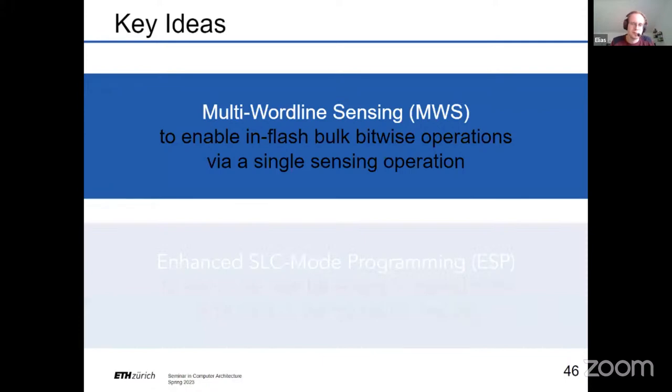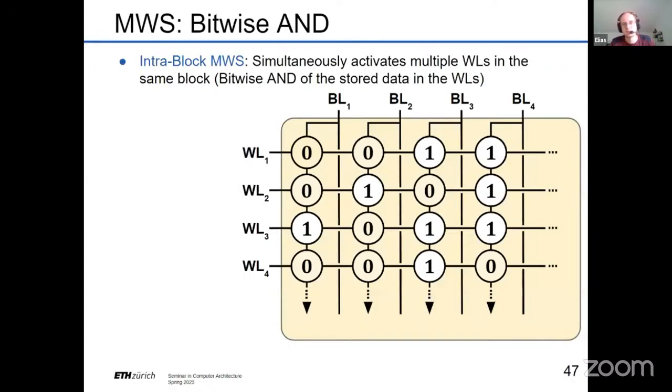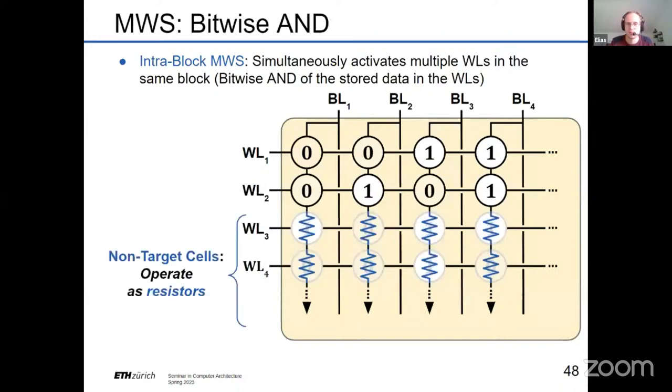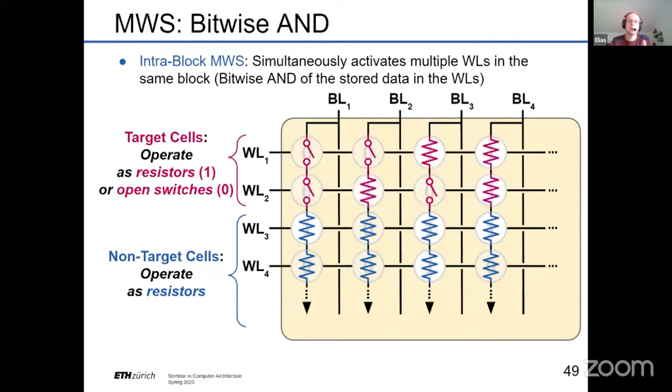First, let's focus on the MWS. As I told you, now we're talking about the AND gate. NAND strings are inherently serially connected. So if we want to have an AND gate between two operands, we turn on conducting for the non-target cells, so we don't care about them. And then here you can see it's programmed in a way so all of the cases for the AND gate are represented here in the target cells.